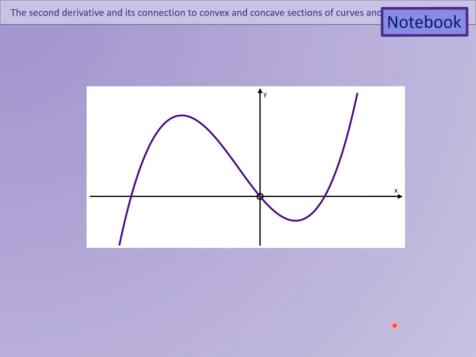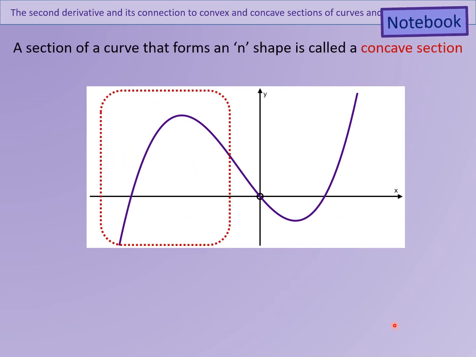Okay, so just grab your notebooks, because this is some stuff that is new to you. If a section of a curve forms an N shape, so if you can see that clear N shape, or like the mouth of a cave, so that sort of shape just there, what you can say is that shape is what's called a concave section. So anything that can form that sort of shape is a concave section. Make sure you've got that down in your notebook.